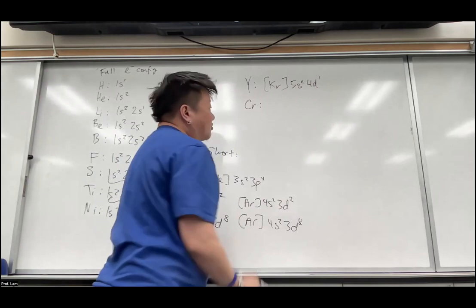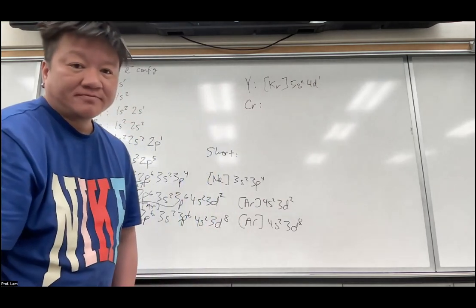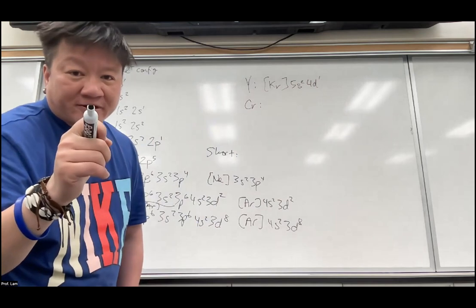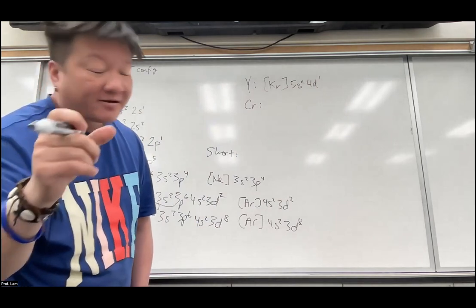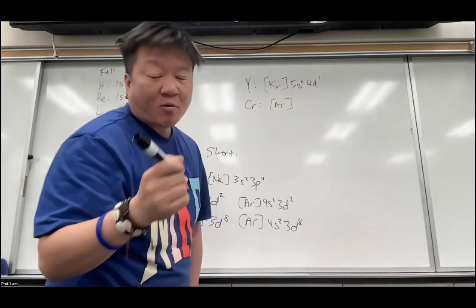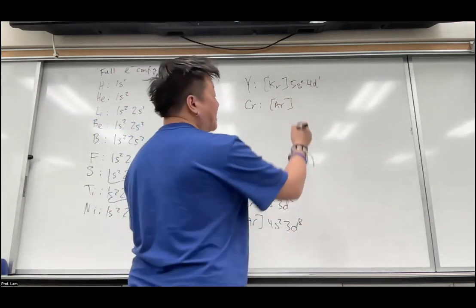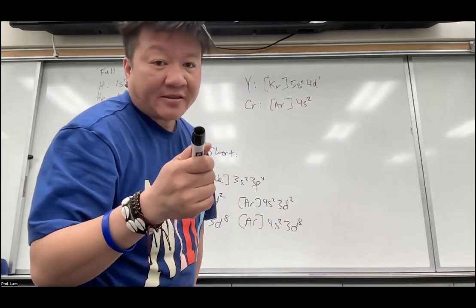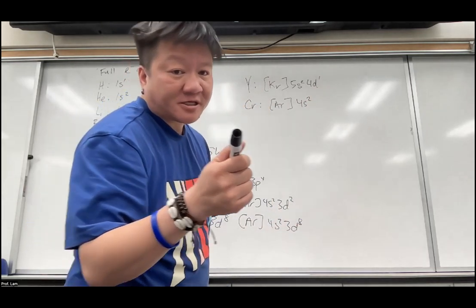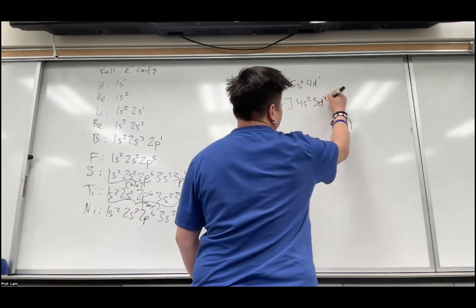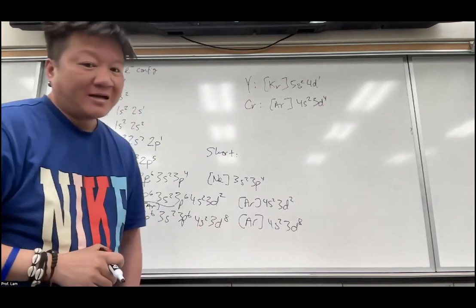All right, now let's do chromium. Put your finger on chromium. Walk back. Oh, previous noble gas is argon. Put that in brackets. Now walk forward. You're probably going to put 4s2, right? 4s2, and then chromium's in the fourth position. Period 4, drop it down, so 3d4. That's probably what you're going to put.